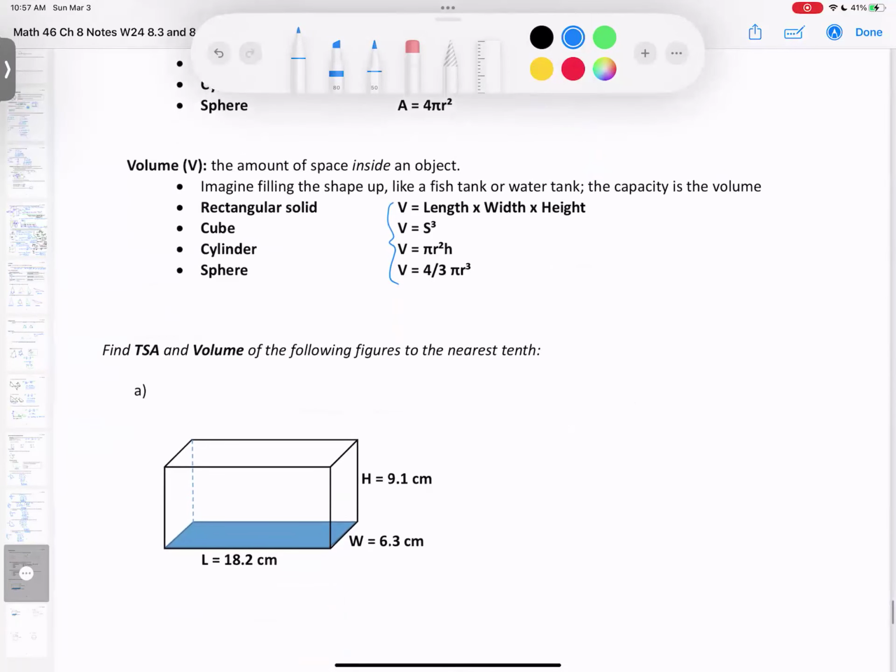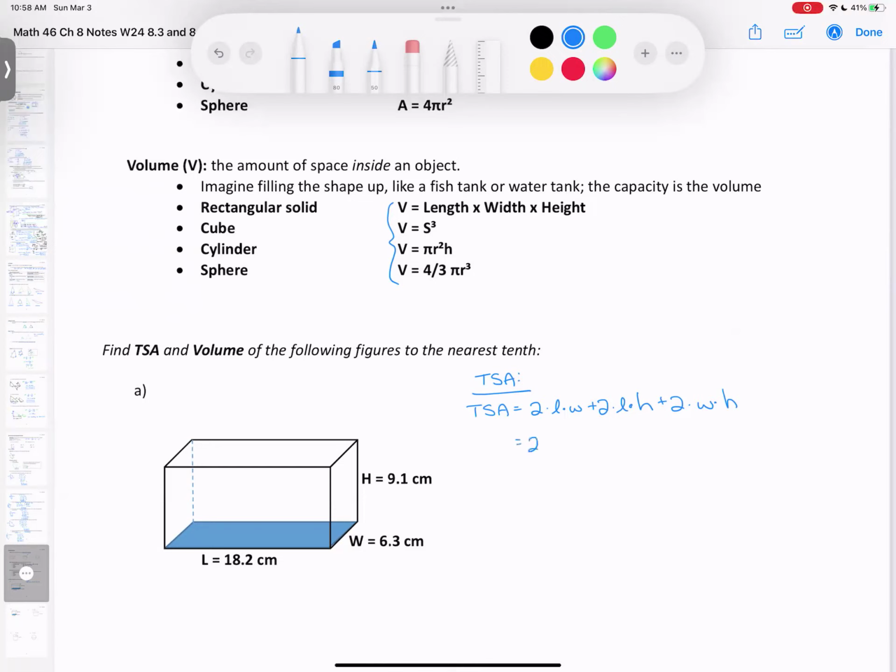So let's start with what we call a rectangular solid. So our cardboard box or fish tank. And we're asked to find the total surface area and volume of this rectangular solid. So let's start with total surface area. Okay, total surface area. So if we look on our formula sheet at rectangular solids, total surface area is 2 times L times W, length times width, plus 2 times length times height, plus 2 times width times height. Sometimes people use capitals, sometimes people use lowercase, use whichever you like.